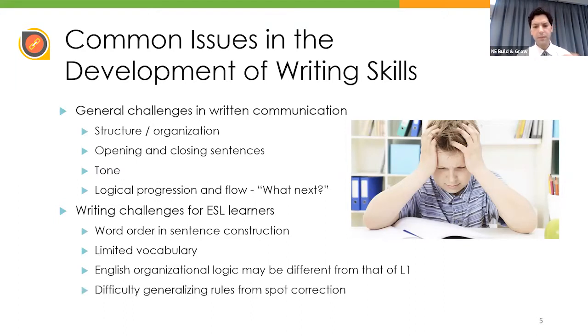And finally, difficulty generalizing rules from spot correction. And this is more related to grammar. So let's say that you have a student who is constantly making the same grammatical mistakes, and you as a teacher are constantly correcting the same mistake. Your student might not make the connection where they see, I keep making this mistake, so I guess this is a structure that I should follow from now on. So that's not always clear, and it is one of the challenges that ESL learners face.